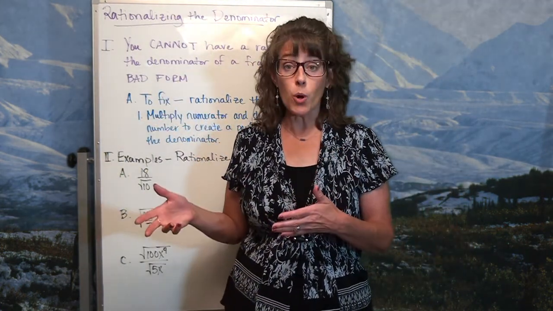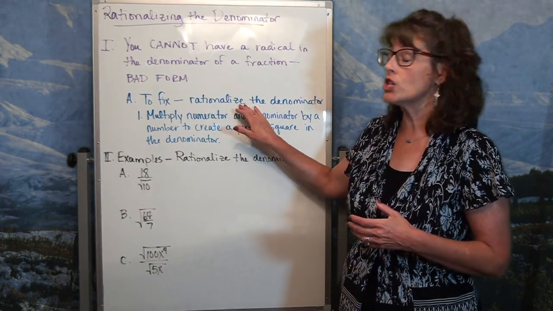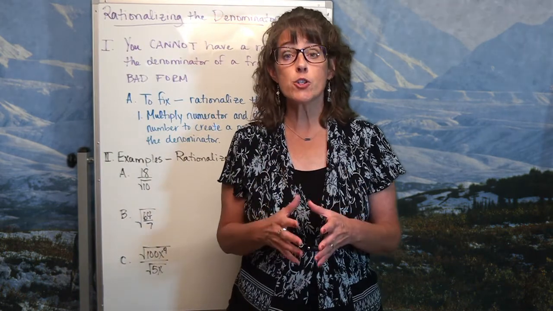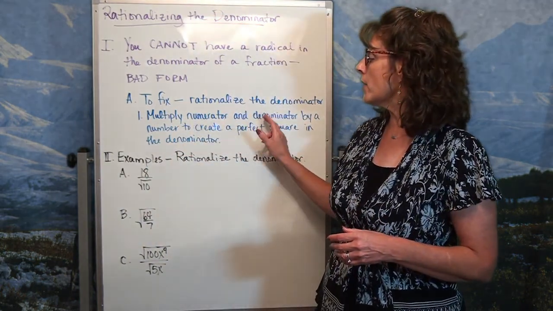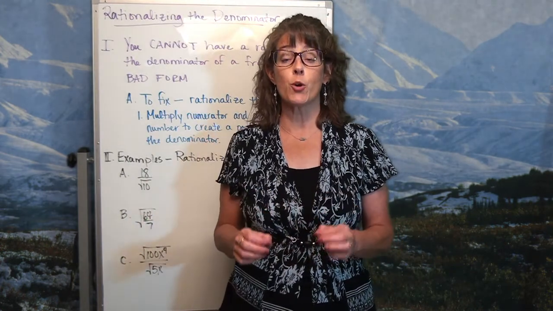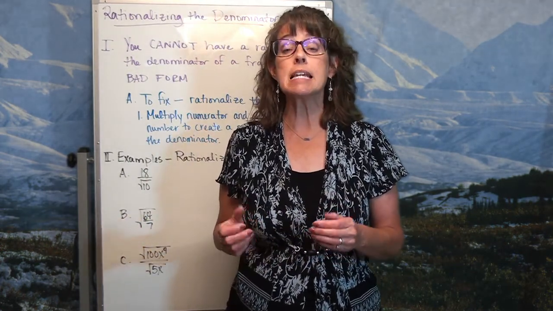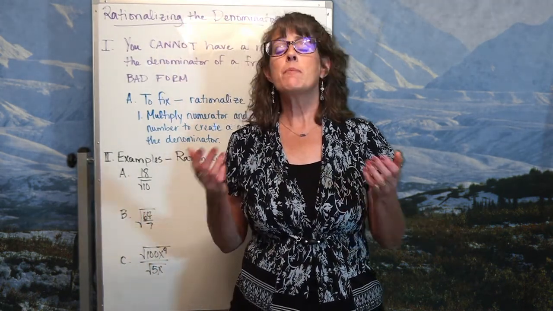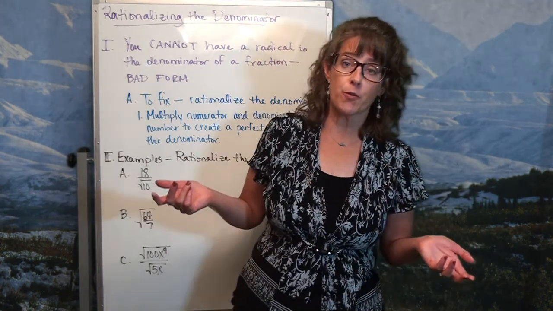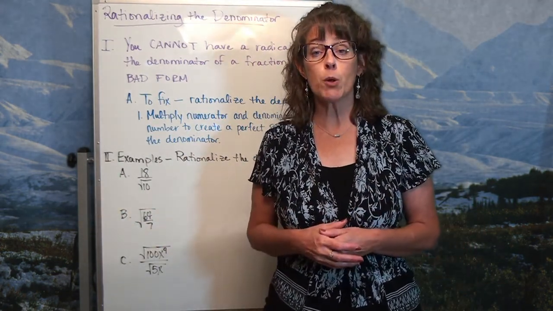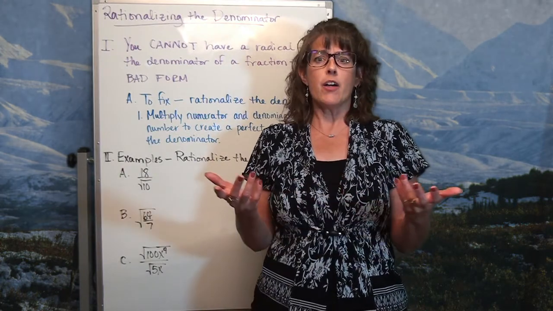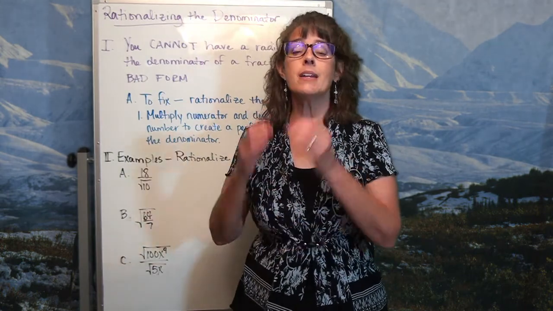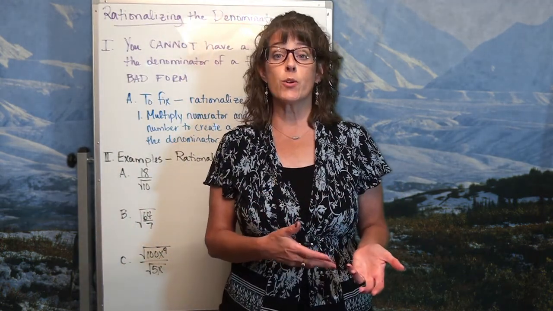So to fix the form, what we do is this process called rationalizing the denominator. Here's the process. You multiply your numerator and your denominator by a number that will create a perfect square. Because if you have a perfect square, can you take the square root of it? Yeah, you sure can. Perfect squares: 9 is a perfect square, because the square root of 9 is 3. 49 is a perfect square because 7 times 7 creates 49, so 7 is the square root of 49.